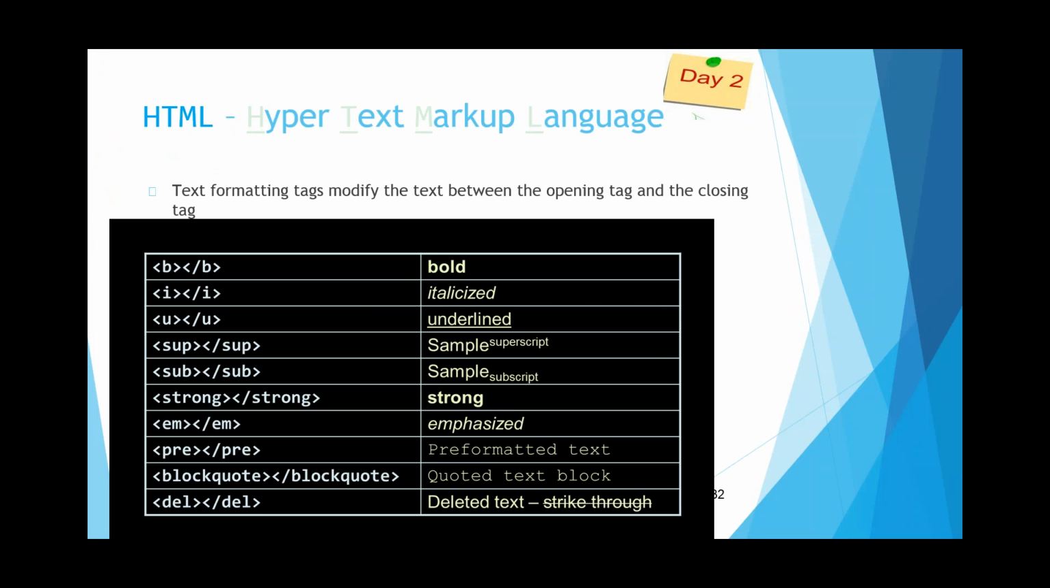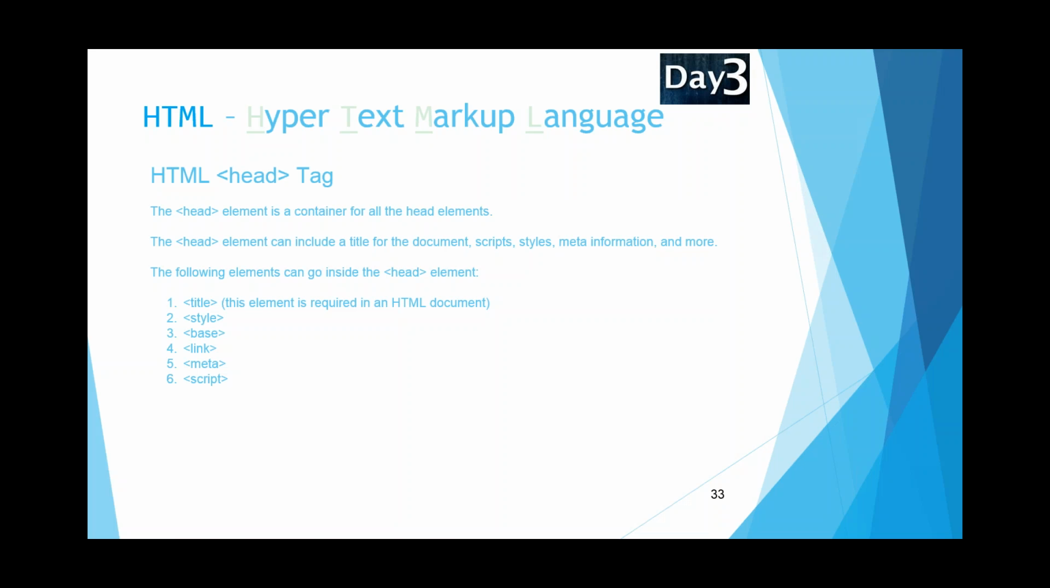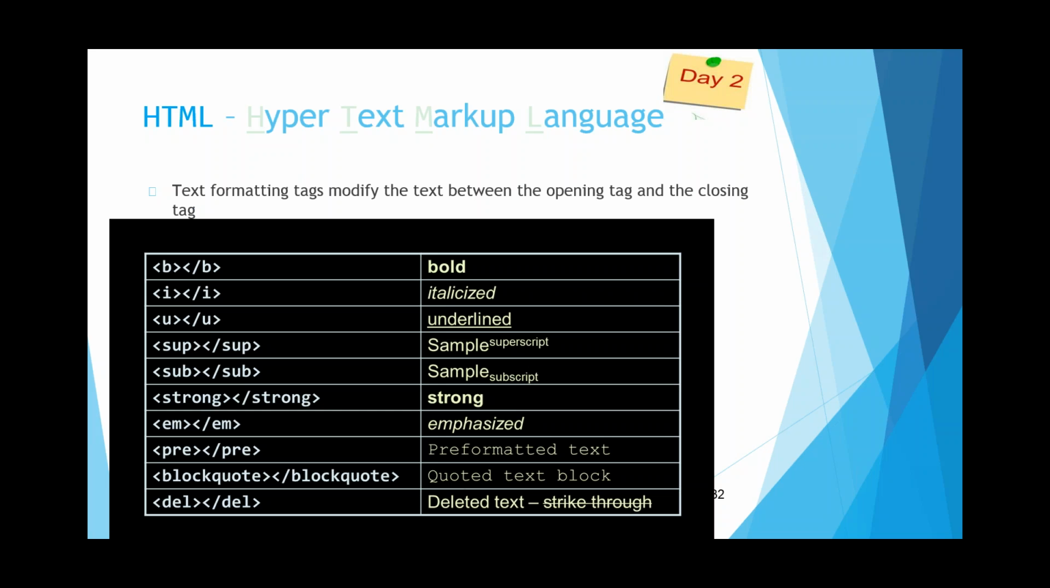Normally some text is displayed adjusted by default according to your browser, but when you use pre, whatever way you have written on your page, the same way it will be displayed. Blockquote, quoted text block. Del, deleted text, it will strike through. Those are the different formatting elements we can use for text.